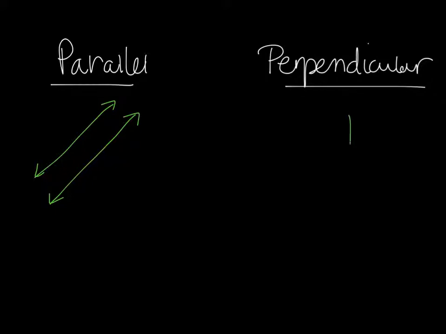Perpendicular lines are two lines that make a right angle. And so I'm going to put a little box here in the corner. Whenever you see a box in the corner of a shape, it means that it's making a right angle, or it's 90 degrees. And so kids work a lot on that at school.